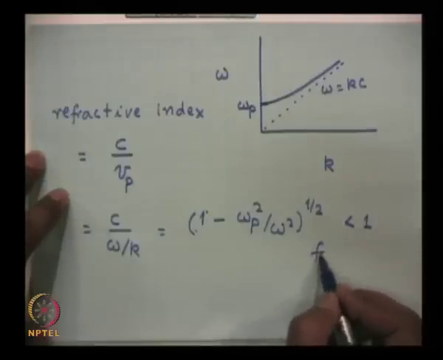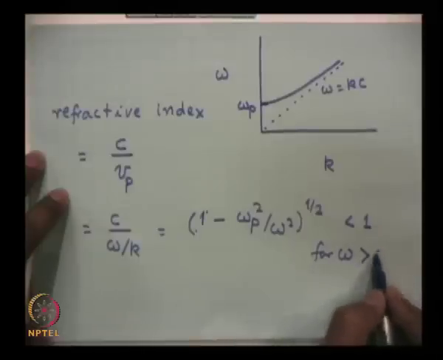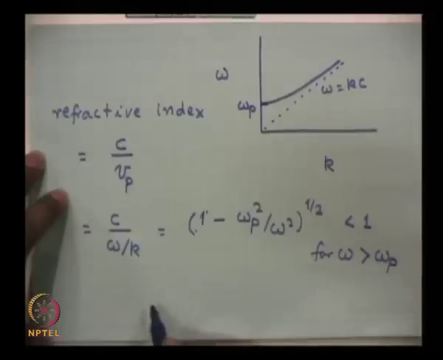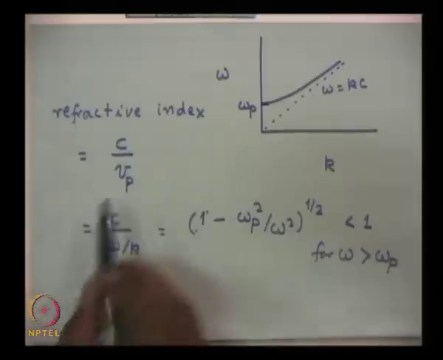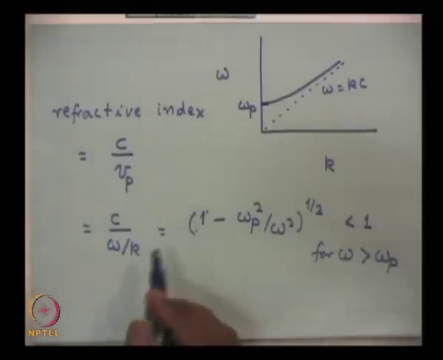for omega bigger than omega p, and it is imaginary, which has no meaning, for omega less than omega p. So, we should not talk in terms of it, because phase velocity actually does not have any meaning there.